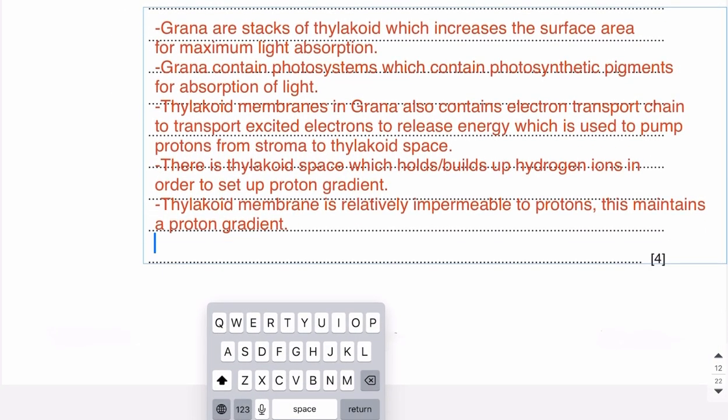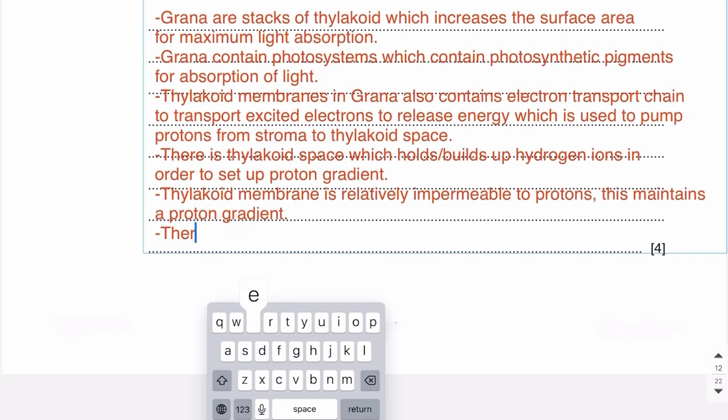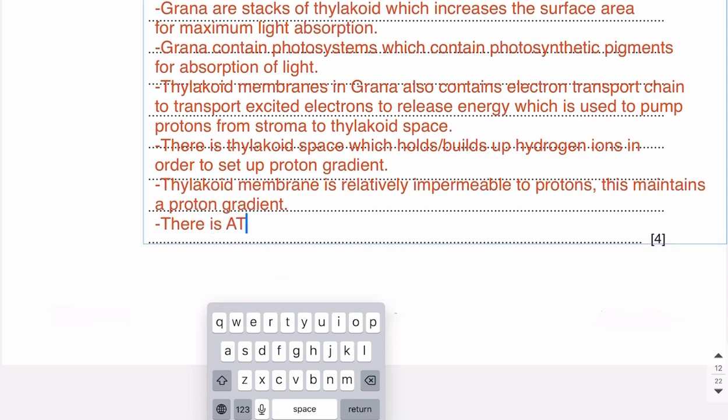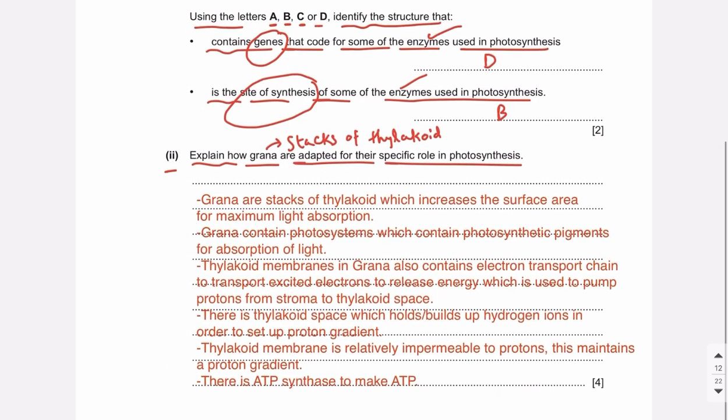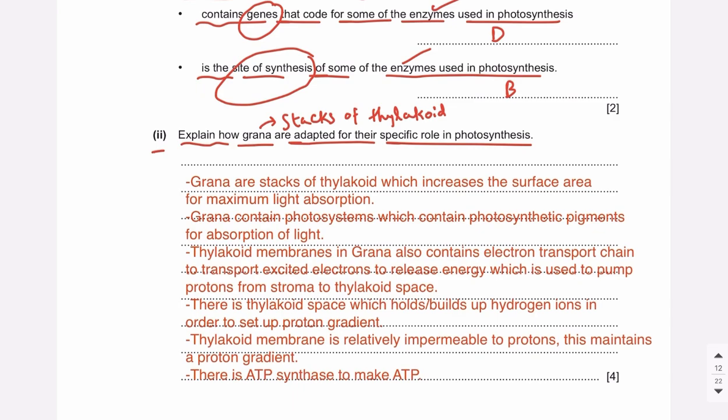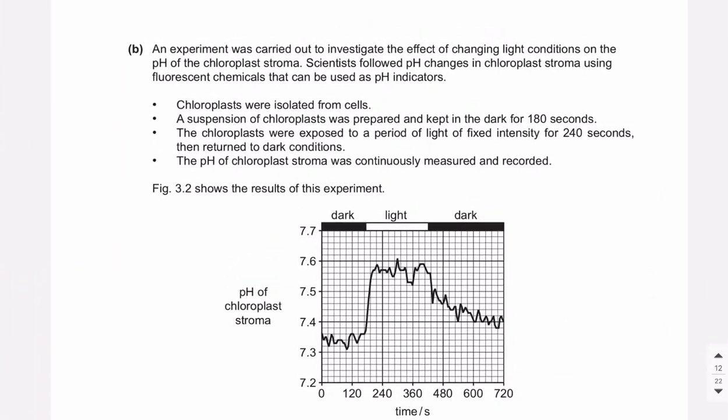Then we can say there is ATP synthase in the grana, or in the thylakoid membrane, to make ATP. So guys, these are all adaptations of grana for their specific role in photosynthesis, that is the light dependent stage. Let's move on to part B.